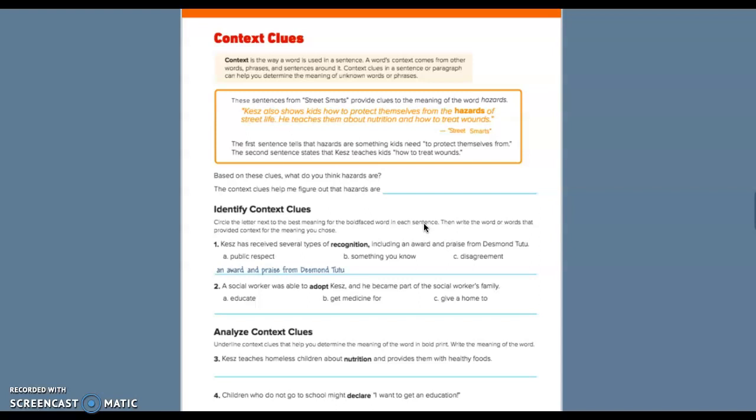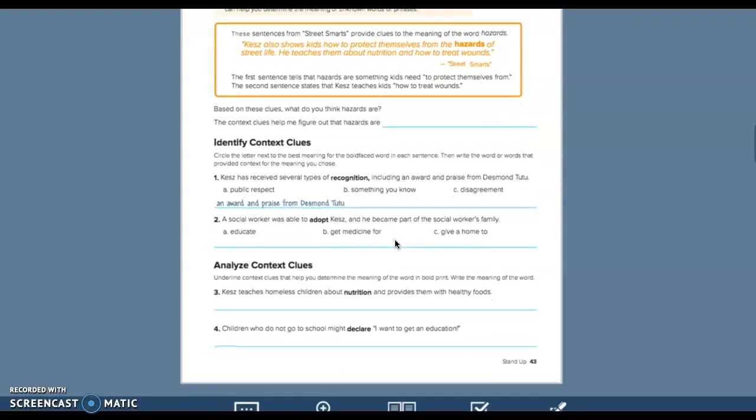Okay, so once again, Kez also shows kids how to protect themselves from the hazards of street life. He teaches them about nutrition and how to treat wounds. Okay, so hazards of street life. I would say it's probably like the hardships, the dangerous parts of it. Okay, things like that. The dangers. I think hazards and dangers might be very similar. Okay. All right. So use context clues to kind of determine what a word means.